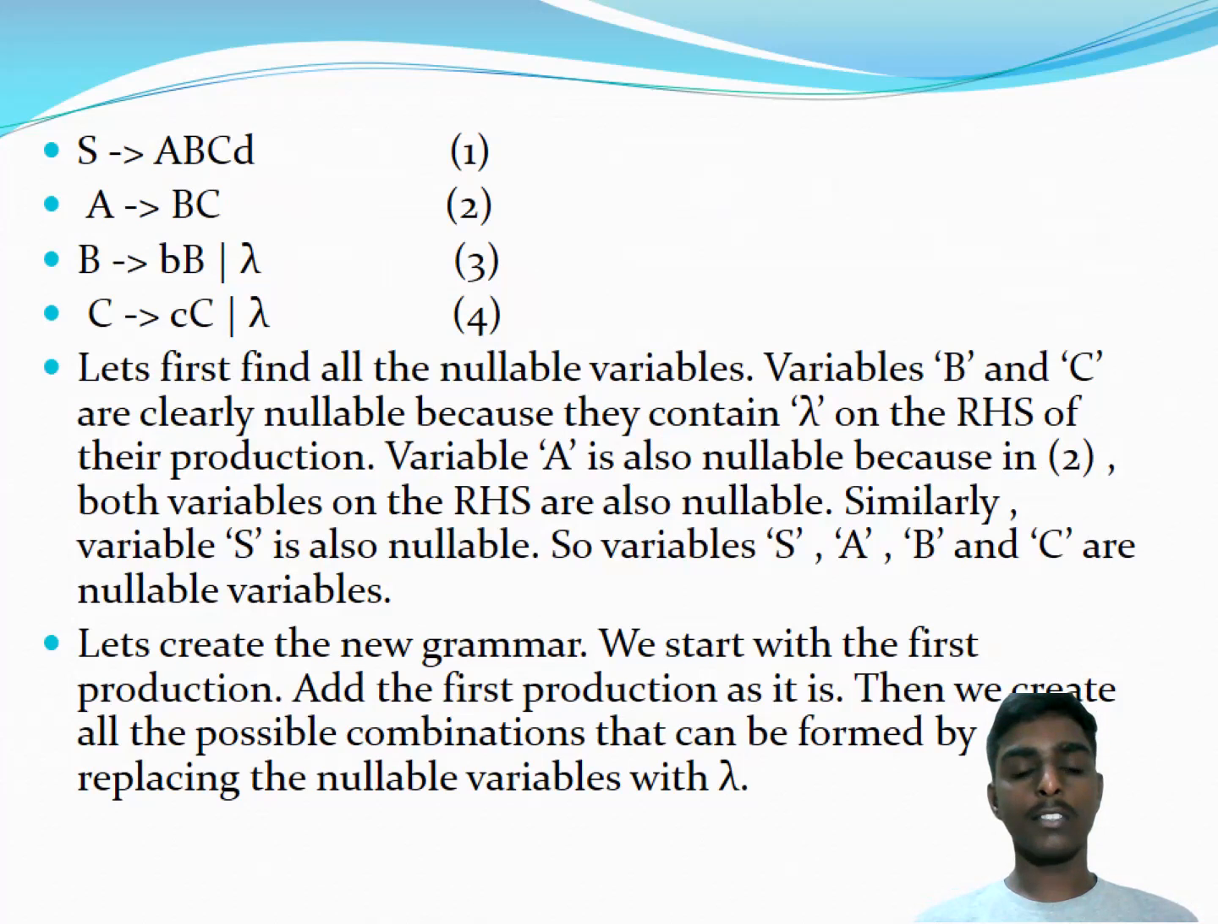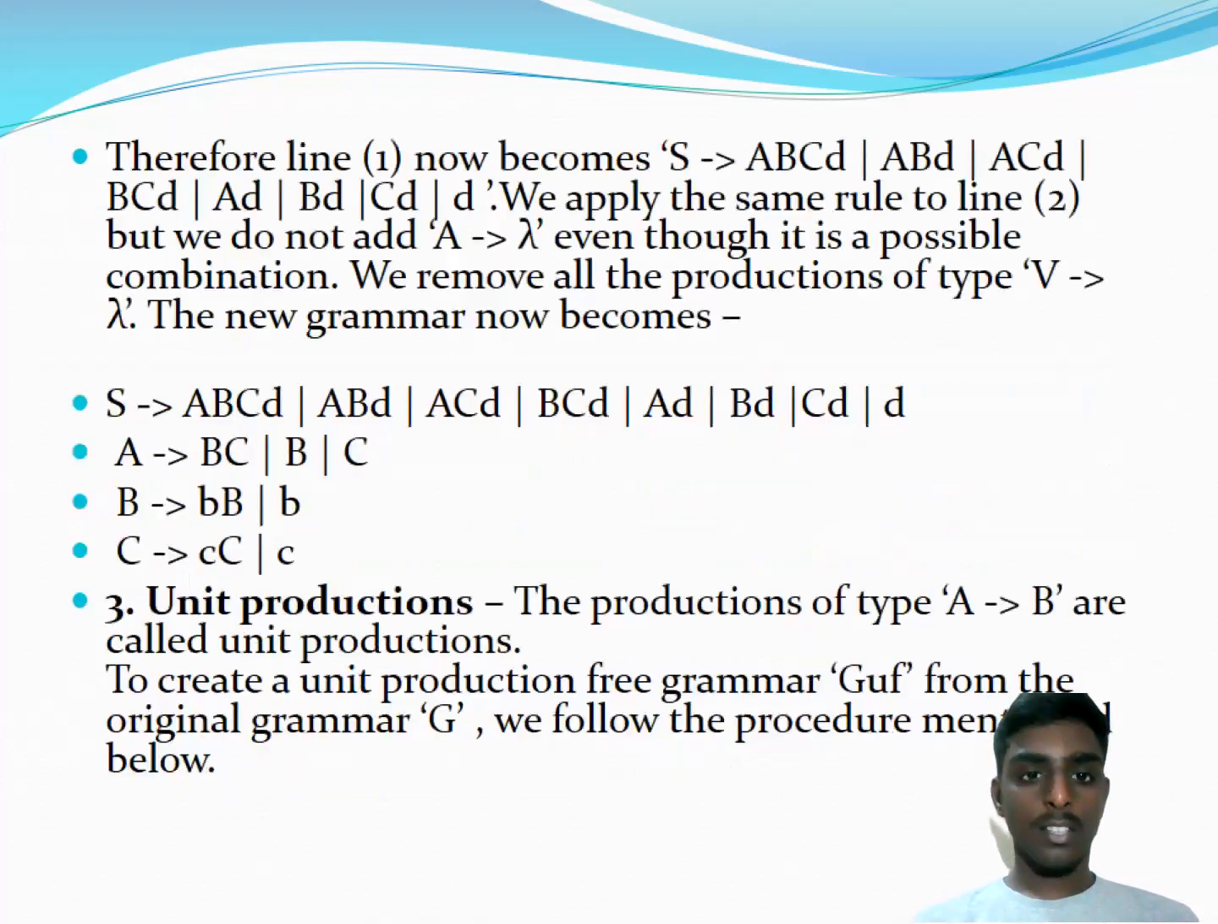Let's create the new grammar. We start with the first production and add it as it is. Then we create all the possible combinations that can be formed by replacing nullable variables with lambda. Therefore, now it becomes this. We apply the same rule to the next line, but we do not add a tends to lambda even though it is also a possible combination. We remove all the productions of type V tends to lambda. The new grammar now becomes as below.